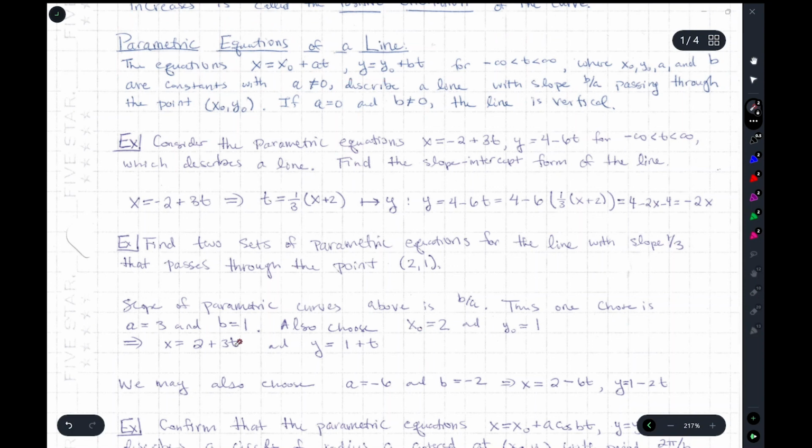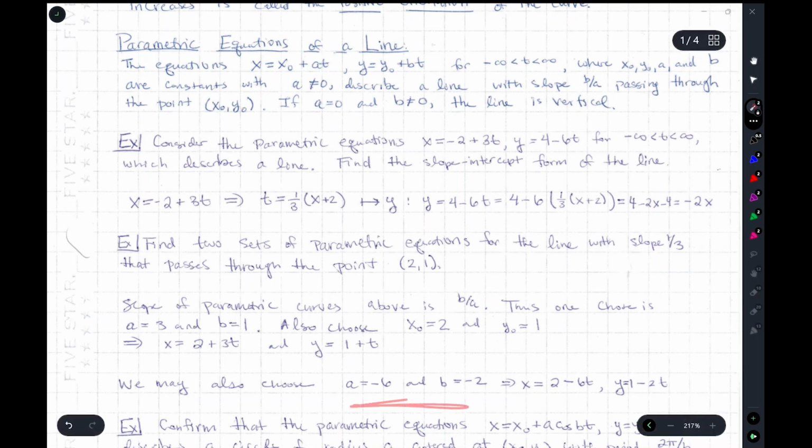Okay. So one way to get a slope of 1/3, and recall that the slope is b over a, is to choose b equals 1 and a equals 3. And we want to run through the point (2, 1), so we'll set x naught to 2 and y naught to 1, and we get these parametric equations. As long as our ratio is equal to 1/3, the equations will work out.